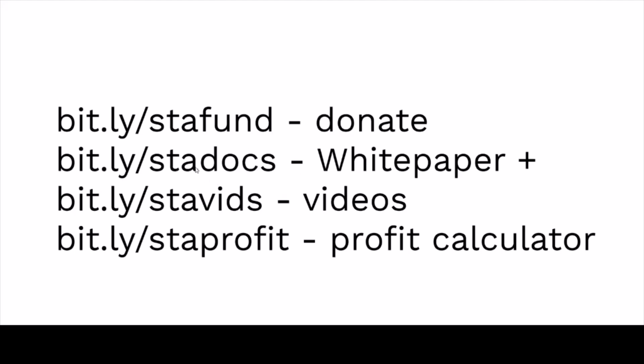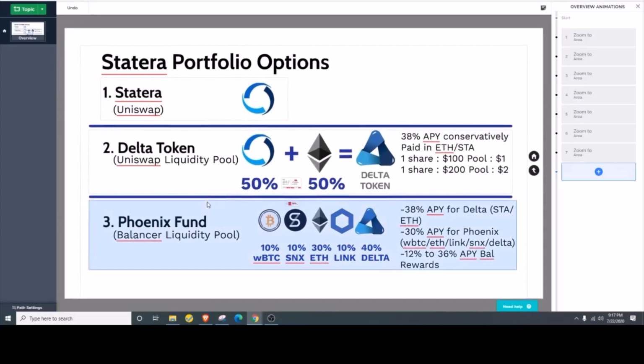To read all the documents, go to bit.ly/STAdocs. The white paper plus frequently asked questions and infographics are there. bit.ly/STAvids are videos like this. bit.ly/STAprofit will give you calculations of the profits on these 3 portfolio options. So again, we have Statera token, Delta token 50/50, and Phoenix Fund, a diversified fund of a bunch of crypto.